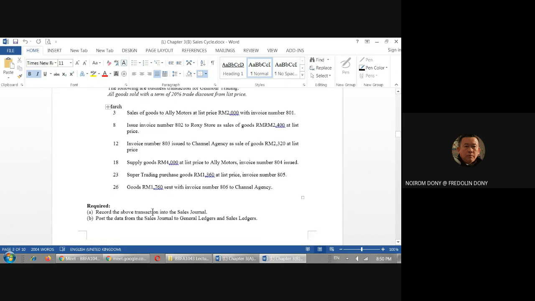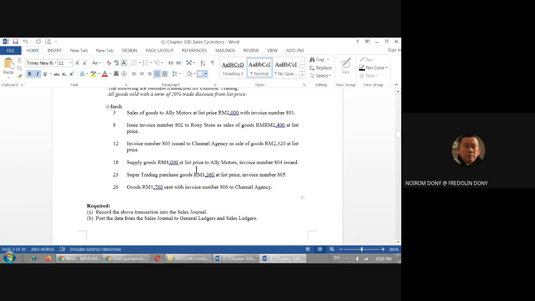Record the above transactions into the sales journal. And then post the data from the sales journal to general ledger and sales ledger. So always use the sales journal as your point of reference, provided you must know how to prepare the sales journal.